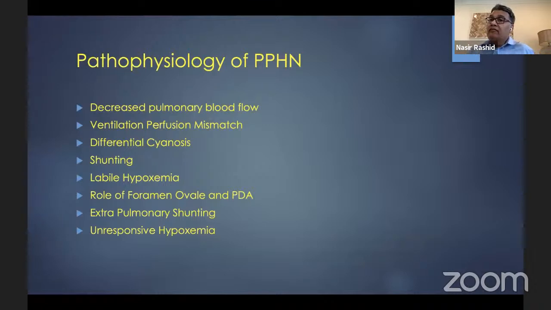And the shunting will be happening both at the foramen ovale and at the ductus arteriosus level, and it is going to be right to left shunting, leading to the blood being siphoned away or pushed out from the pulmonary circulation and not getting oxygenated in the lungs. The extrapulmonary shunting is happening at the level of the heart, and these babies eventually develop unresponsive hypoxemia.